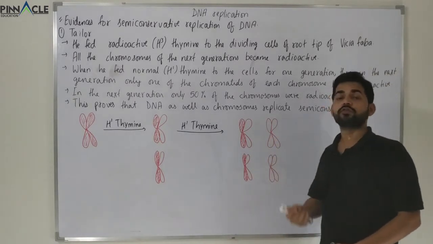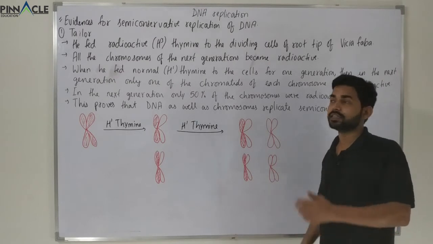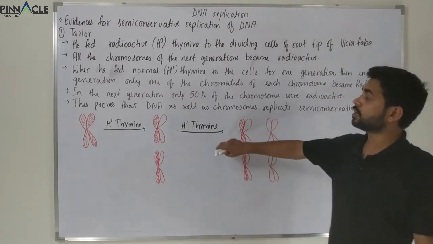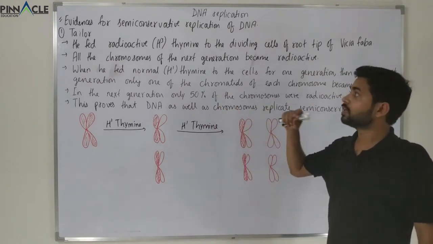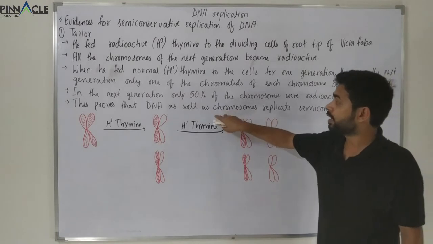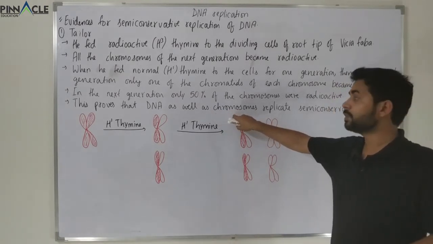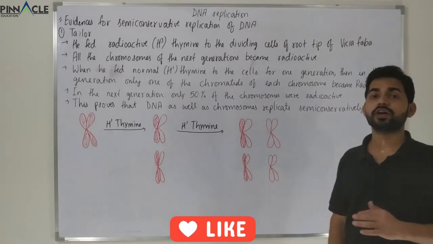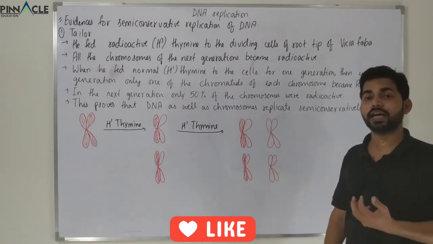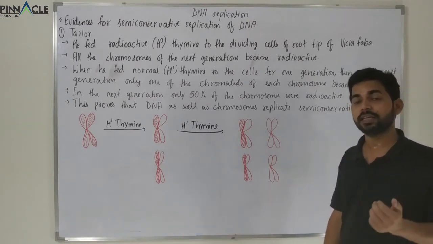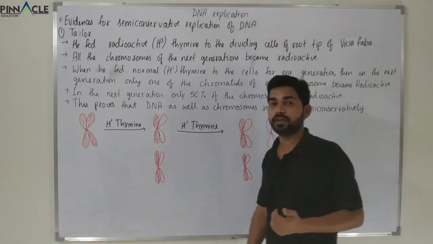So this was one experiment which gave an indication that through radioactive thymine, it was proved that semi-conservative replication occurs in DNA as well as chromosomes. So it provided evidence for chromosomal replication as well as DNA replication. Apart from this, we also have to study the experiments of Meselson and Stahl, and these were the people who provided conclusive evidence that DNA replicates semi-conservatively.